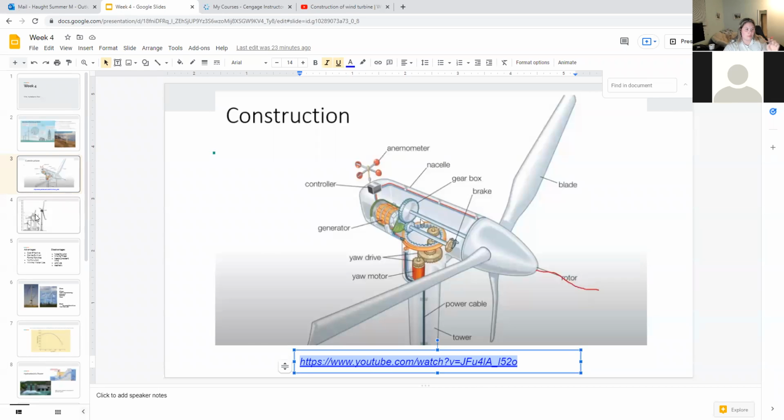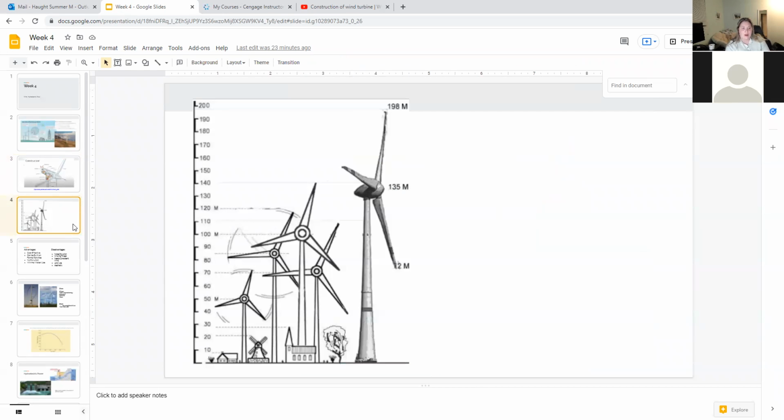Okay, so hopefully it went back to my screen. This next one is really interesting to talk about, especially when we get to the disadvantages and advantages of wind energy. This is showing a size comparison for how big some of these turbines are. You can see even these ones are well beyond the height of a house.